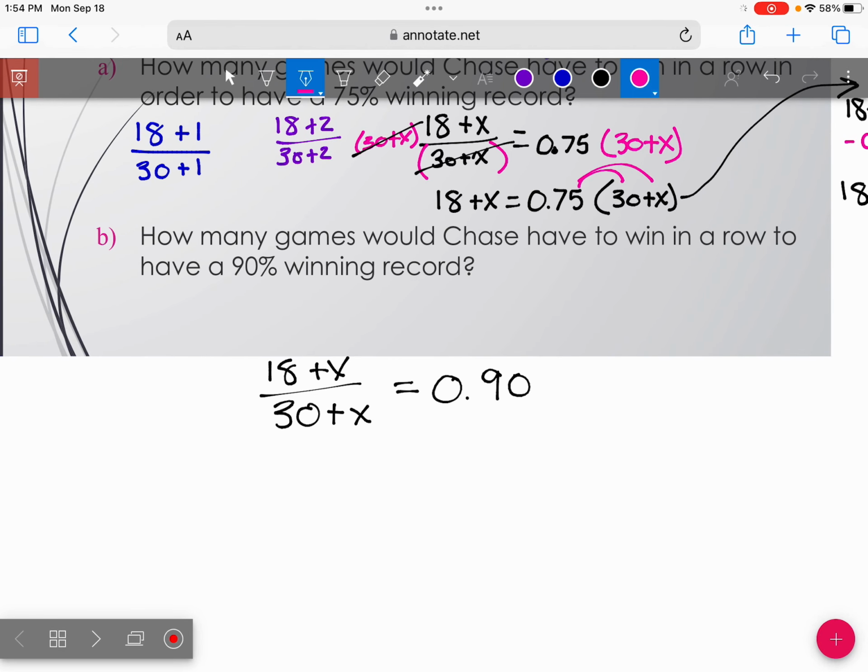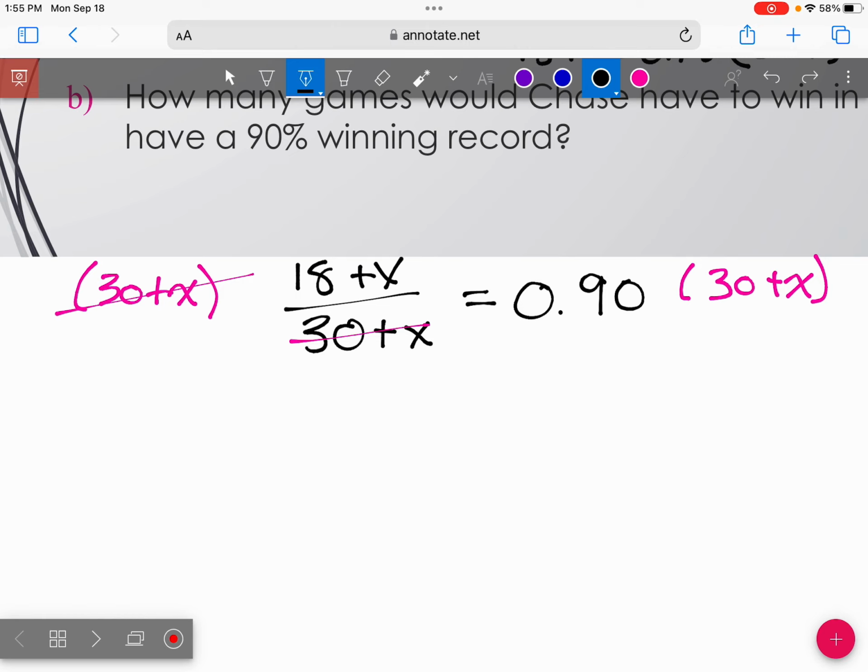Yeah, so we're going to follow the exact same process. If we multiply 30 plus x on both sides, my denominator cancels out and we're left with 18 plus x equals 0.90 times 30 plus x. So we can set it up exactly the same way.